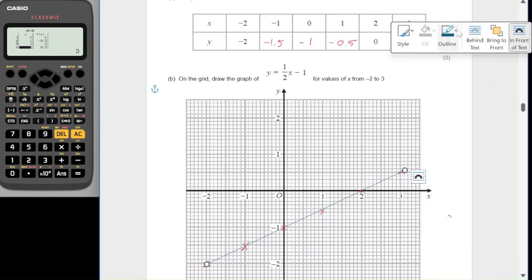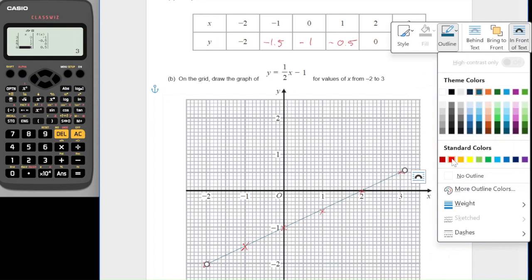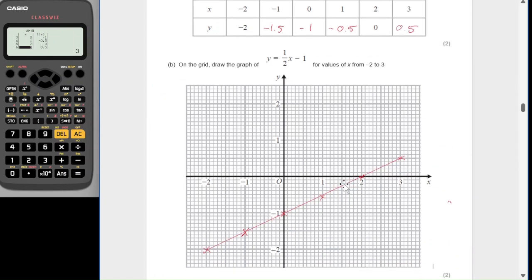Just make that red to match my writing. There we go. And slightly out. Now let me put it exactly where I want it. Okay, so there we go.